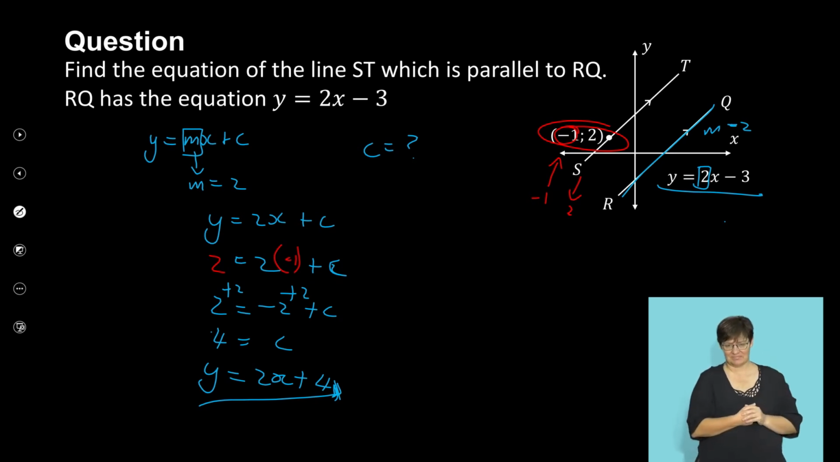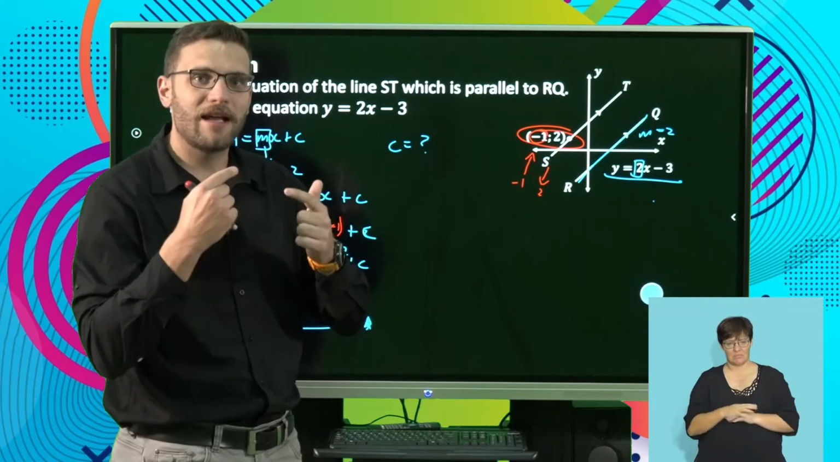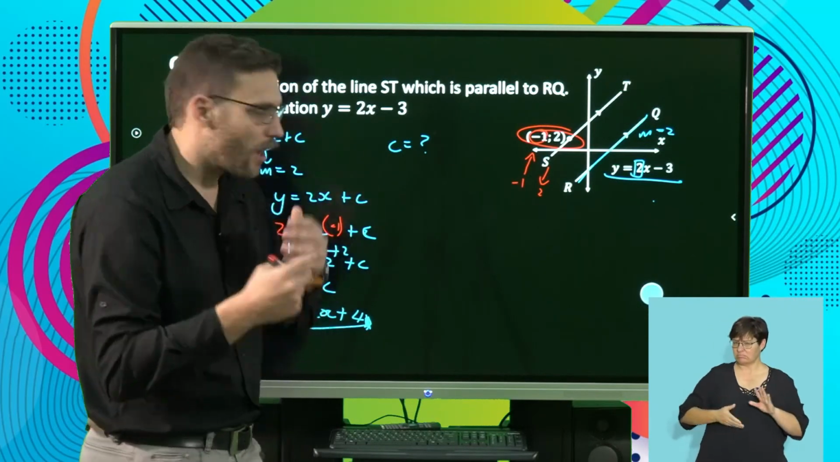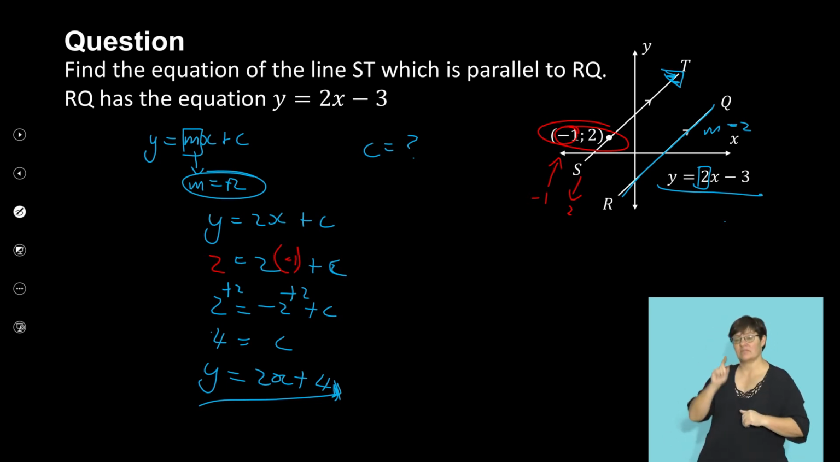One thing that I always want to do, and what's really nice about functions, is you can always decide, am I on the right track or not? So the gradient that I ended up with was 2. And what do we know? A positive gradient means that my graph is going up. Is my graph going up? Yes, it is. And so it feels right.